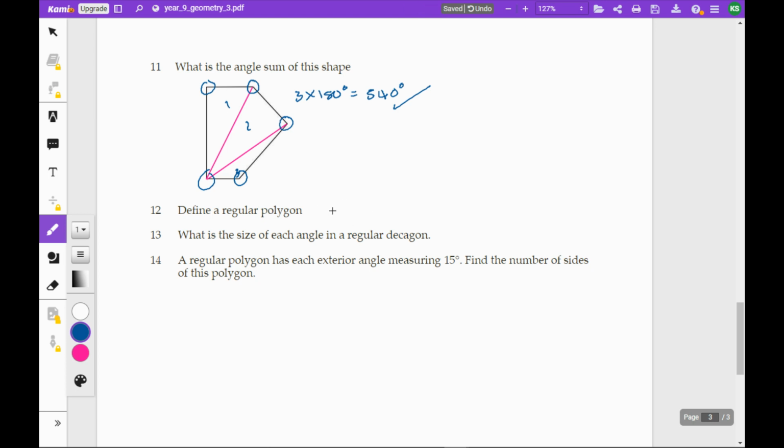Defining a regular polygon. It's a polygon with equal sides and equal interior angles.